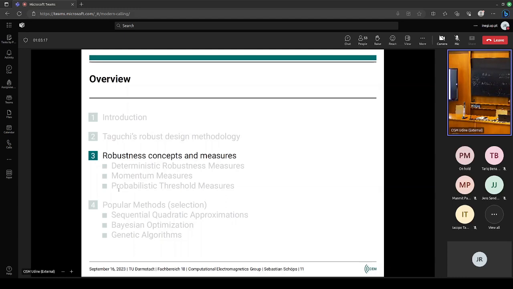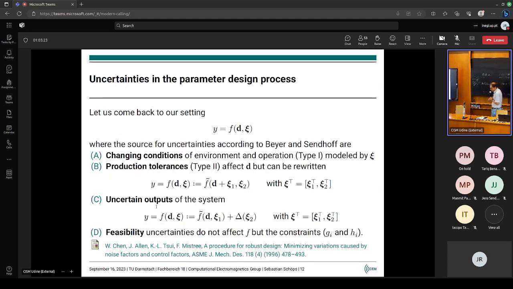Then I'd like to discuss 3 robustness concepts before I show you some methods. So that was our setting, right? We had one or several KPIs that I named Y, Y1, Y2, whatsoever. They correspond to function evaluations of our costly PDE.